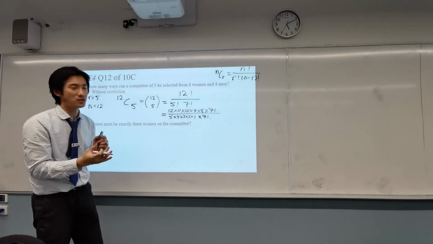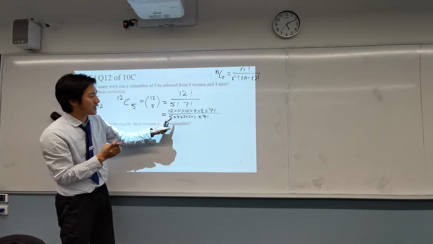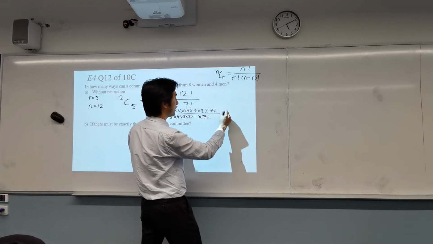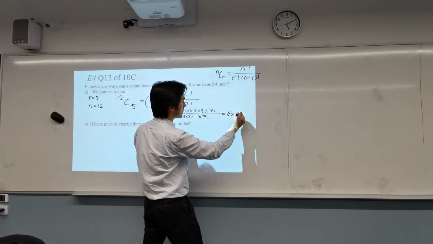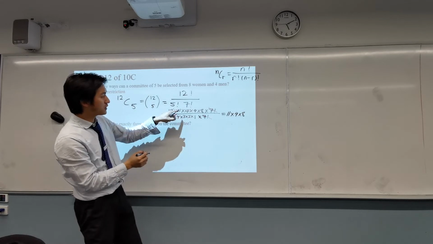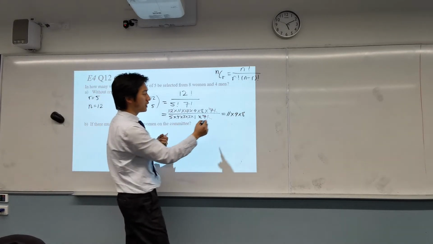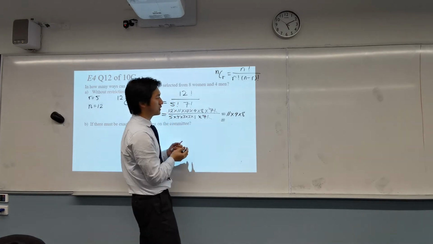Obviously, there's many ways to cancel. Try and pick the ways that gets rid of everything at the same time. You're left with 11 times 9 times 8. Okay? 11 times 9 times 8, and now it's just a matter of evaluating this smaller number of multiplications.